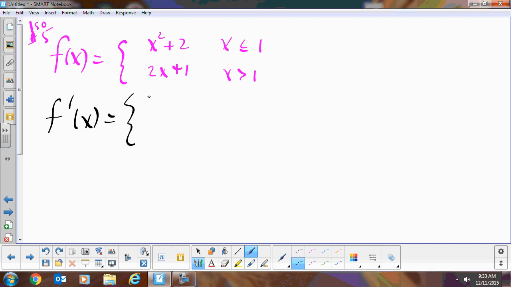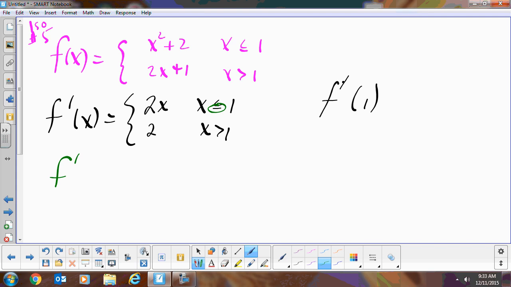Gabby? Okay, do the derivative. And the bottom? 2. So all you do, you do the derivative of the top. You do the derivative of the bottom. Now, it wants f prime of 1. Which do I use, the top function or the bottom one? How do you know it's the top? Equal to. So f prime of 1 is going to be 2 times 1, or 2.